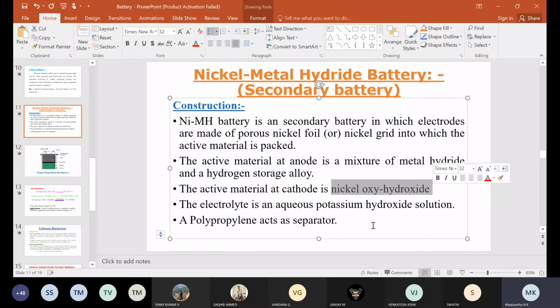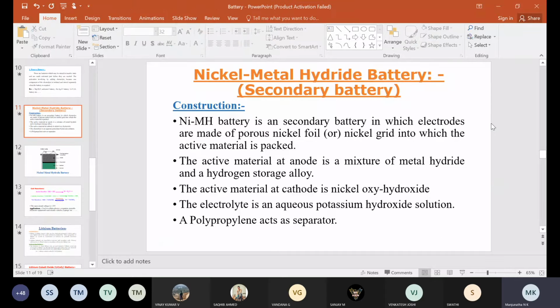Electrolyte, potassium hydroxide in bracket 30 percentage. Next, separator. Separator, polypropylene. Written all of you.